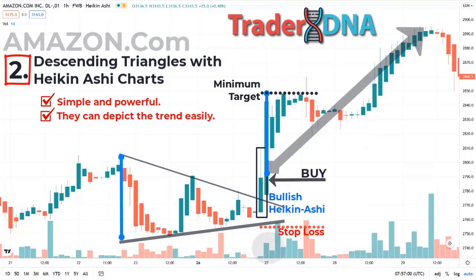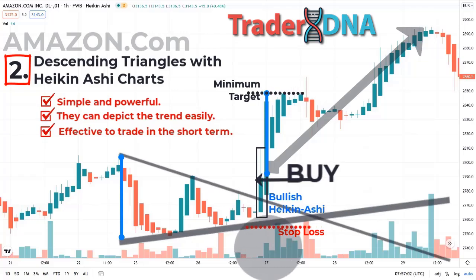This descending triangle strategy with Heiken-Ashi charts is effective to trade in the short term. Here are other examples of the descending triangles with Heiken-Ashi charts strategy.